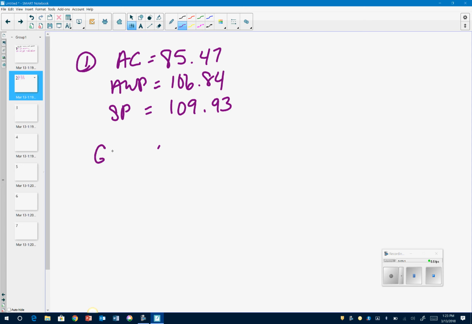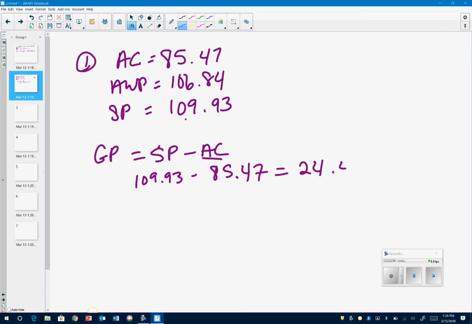So again, remember your gross profit is going to equal your selling price minus your acquisition cost. So you look up your selling price, which is $109.93. Your acquisition cost is going to be $85.47. So you subtract those and you should come up with 24.46. That is the gross profit.